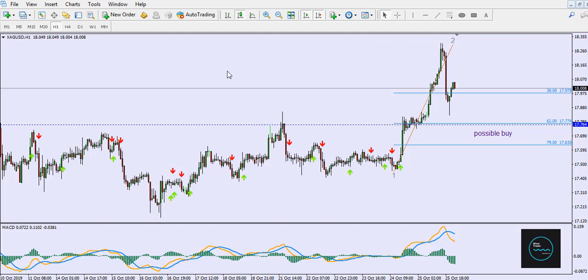So that's my take on the weekly analysis for these currency pairs, and expect more analysis on the setups as the week continues. So thank you, and profitable trading to everyone.